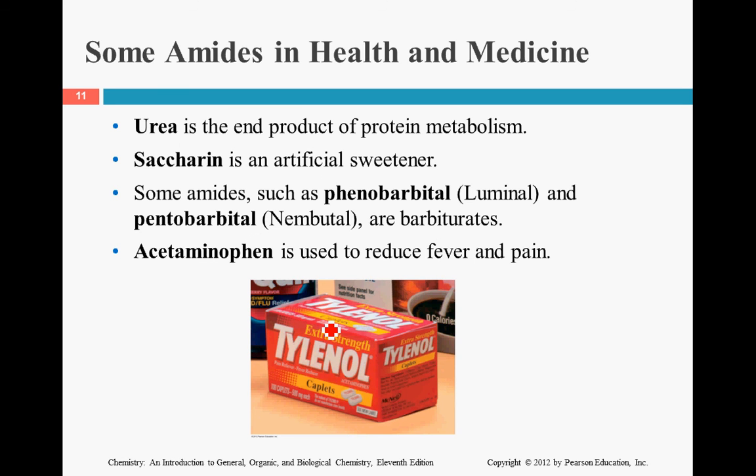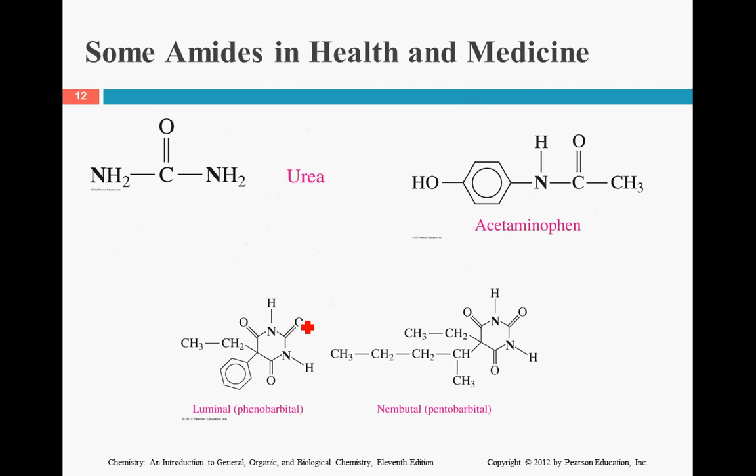So here's some basic amides that are involved with health and medicine. Saccharin is the artificial sweetener. Urea is what's given off in your urine. It's also used in fertilizers to add nitrogen to the ground. We have some sleeping aids, and acetaminophen, which reduces fever and pain, and that's in Tylenol. It doesn't have the anti-inflammatory action that aspirin does, though.